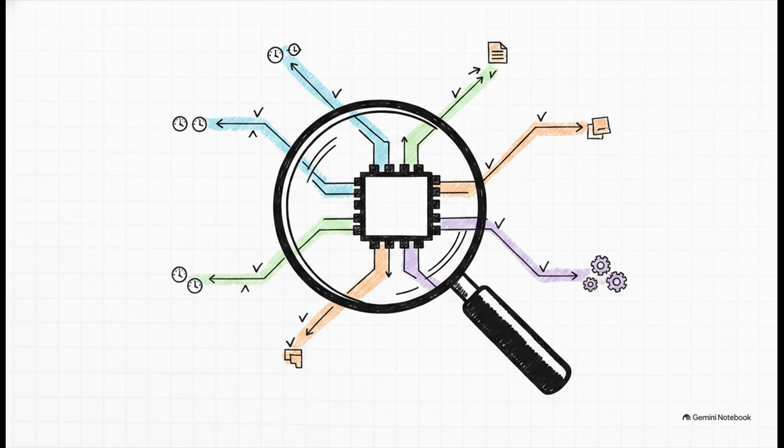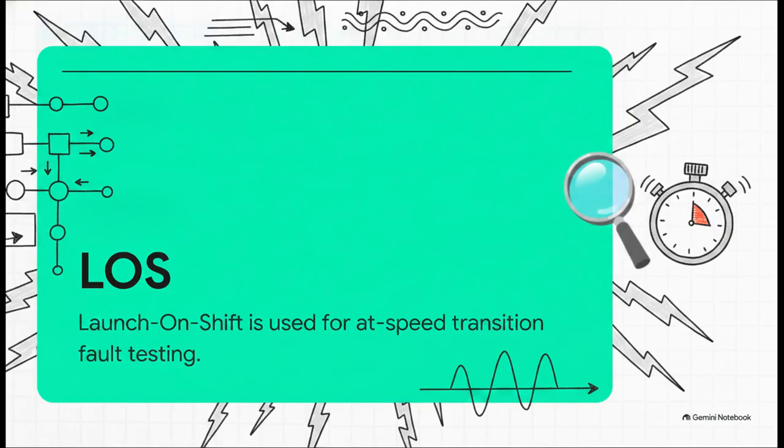It meticulously checks the clock, the address lines, the data lines, and all the control signals. Every single thing must be perfectly timed for that MBIST controller to accurately report whether the memory is actually faulty or completely functional. Next up, we've got LOS, or Launch On Shift.